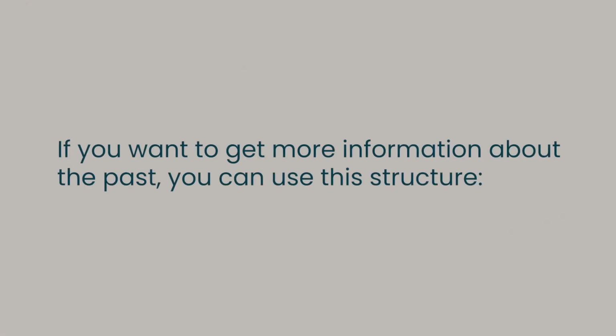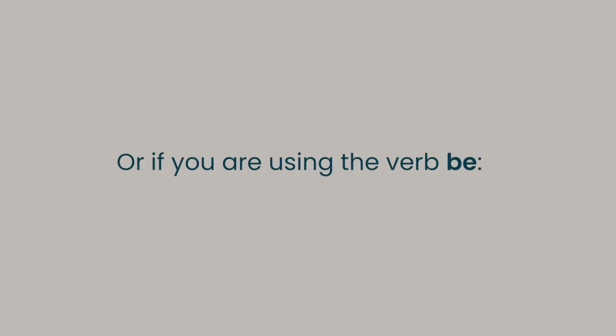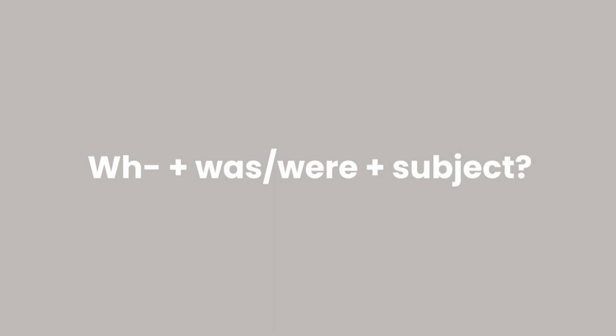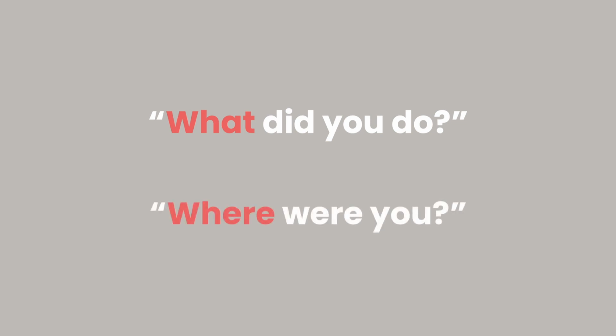If you want to get more information about the past, you can use this structure. WH question word plus did plus the subject plus the infinitive or basic verb. Or if you're using the verb be, you use the question word plus was or were plus the subject. So, for example, what did you do? Or where were you?